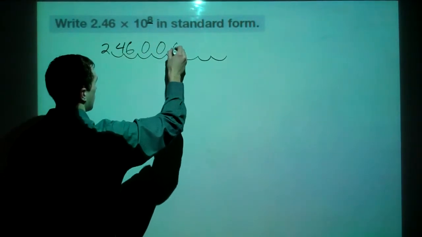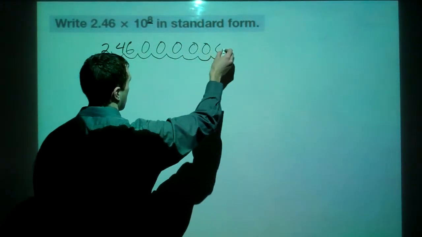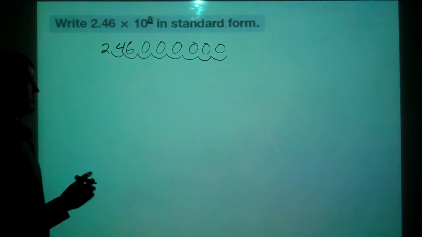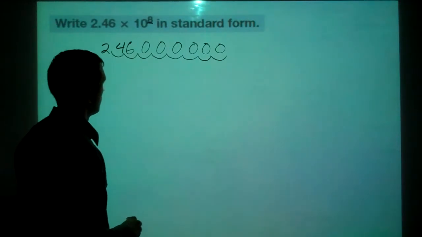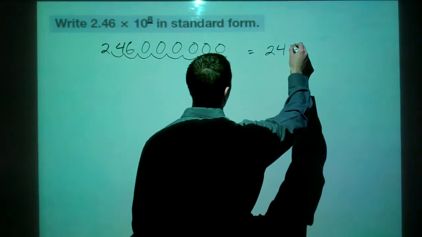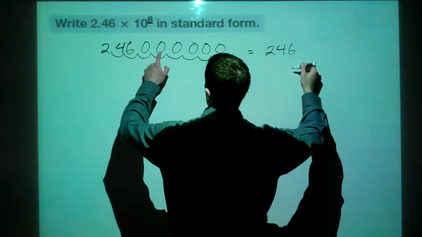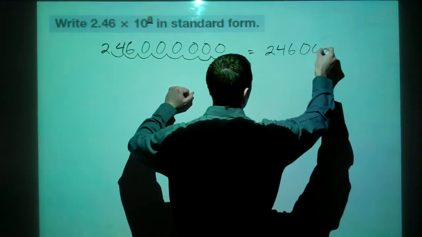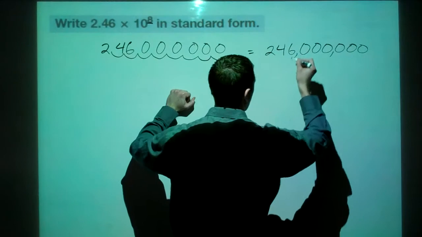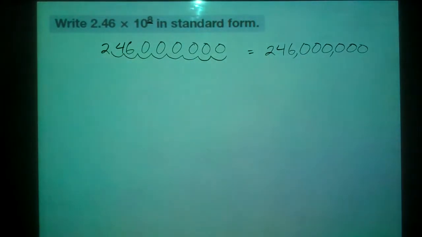Okay? And then we kind of put our commas in from right to left. So this equals, how many zeros we got? 1, 2, 3, 4, 5, 6. Every 3. So 246 million. Alright?